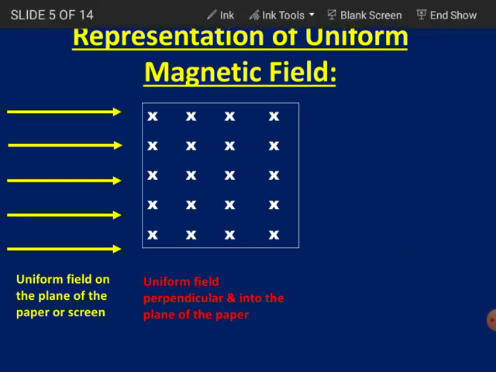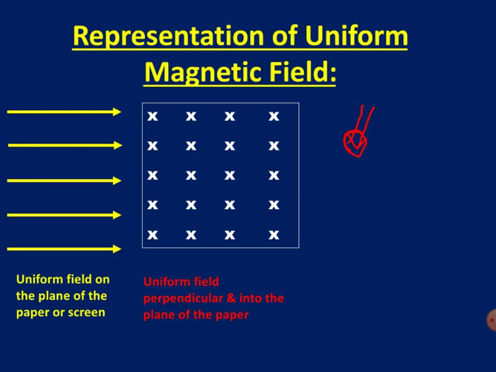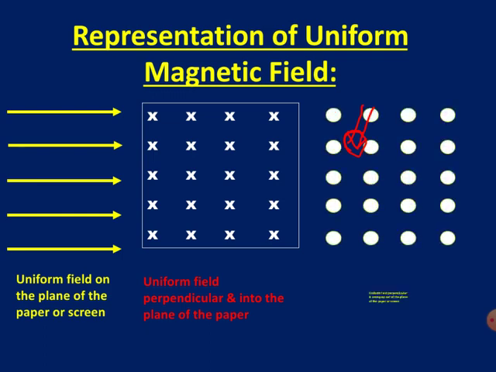If the arrow is coming outward like this toward you, you will see only the circular portion of the arrow. That is what it is here. The symbolic representation of a uniform magnetic field coming outward, perpendicular to the plane of the screen, will be in the shape of a dot like this.